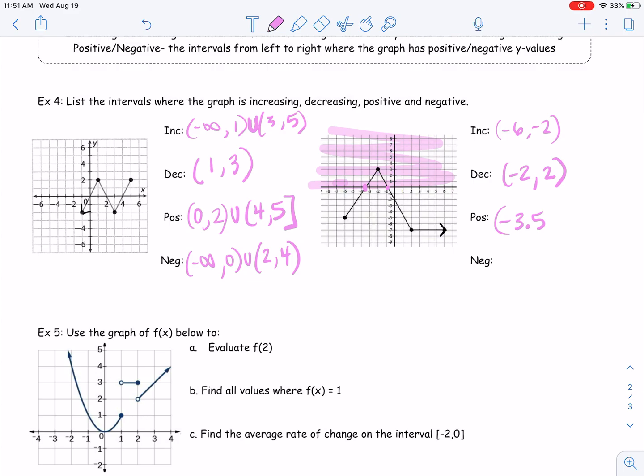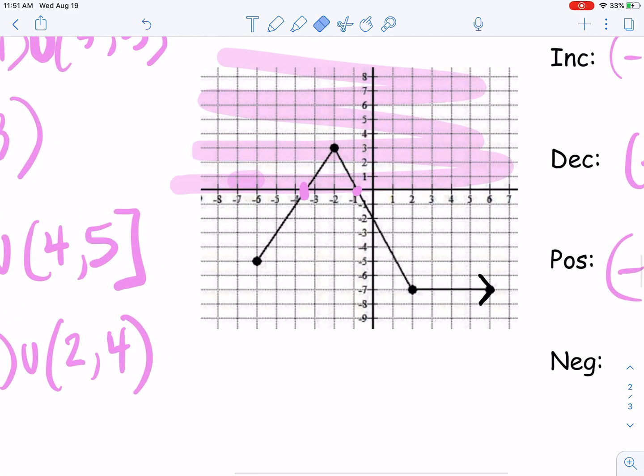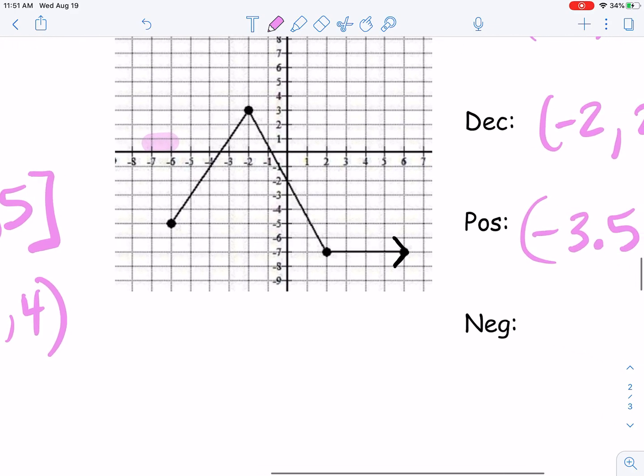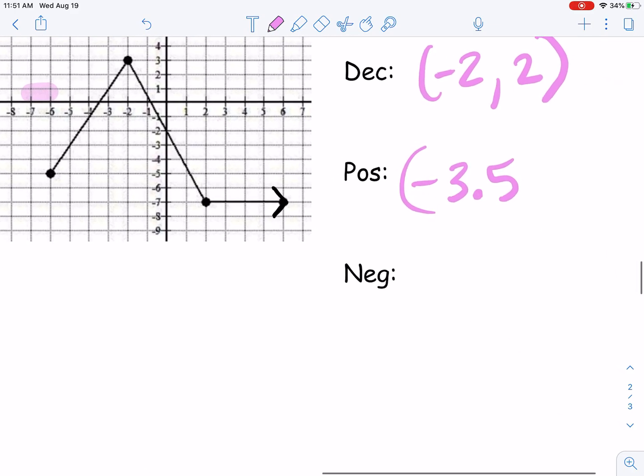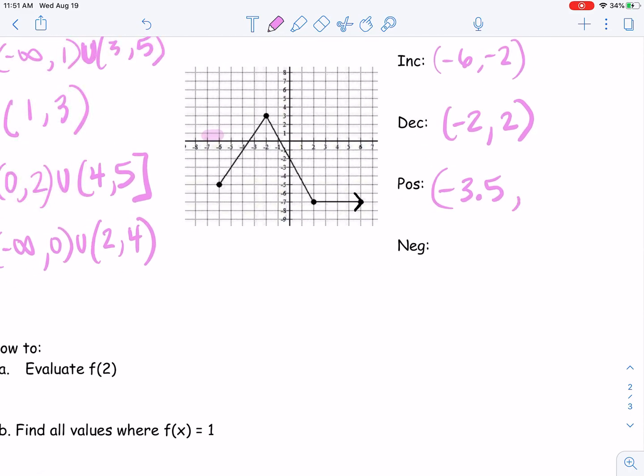This point right here, which is kind of hard. We're going to have to estimate a little bit, and that's okay. It's definitely not going through at a half. It's closer to negative 1. So maybe you want to use like 3/4 or 5/7, whatever fraction you feel fits. This is just an estimate. We're going to talk later about how we could find those values exactly. But for now, I'm going to say it's about negative 0.75.